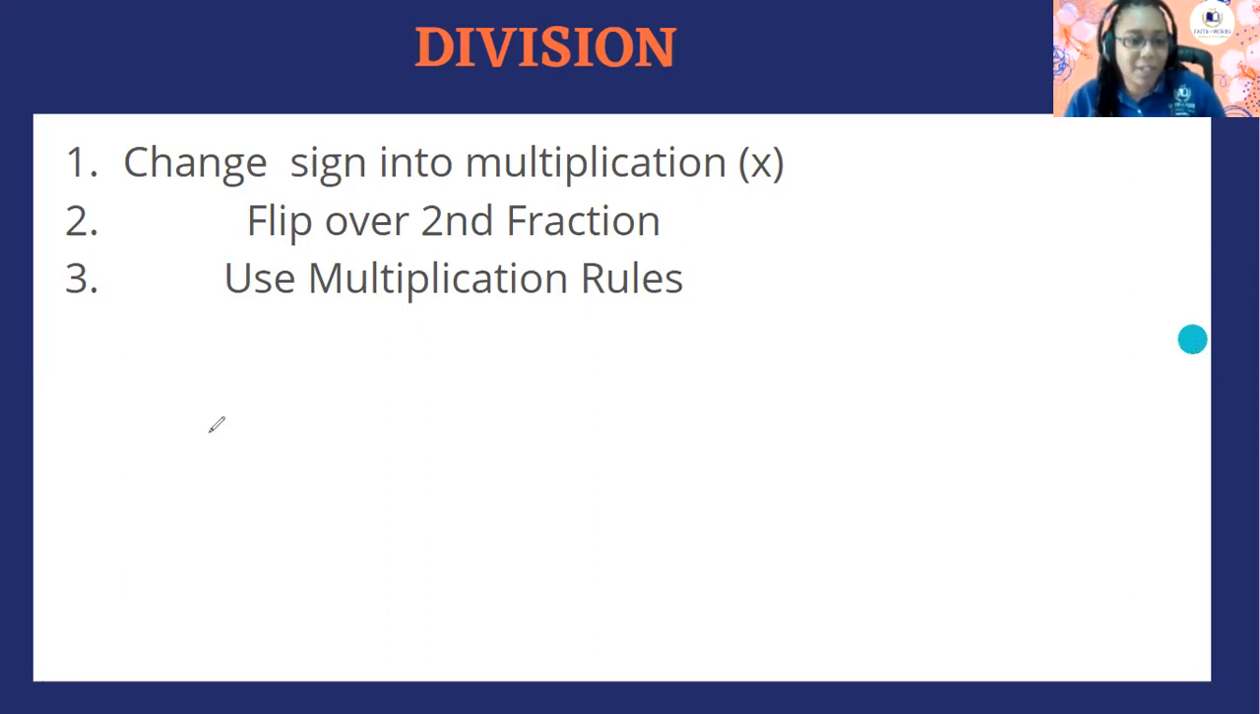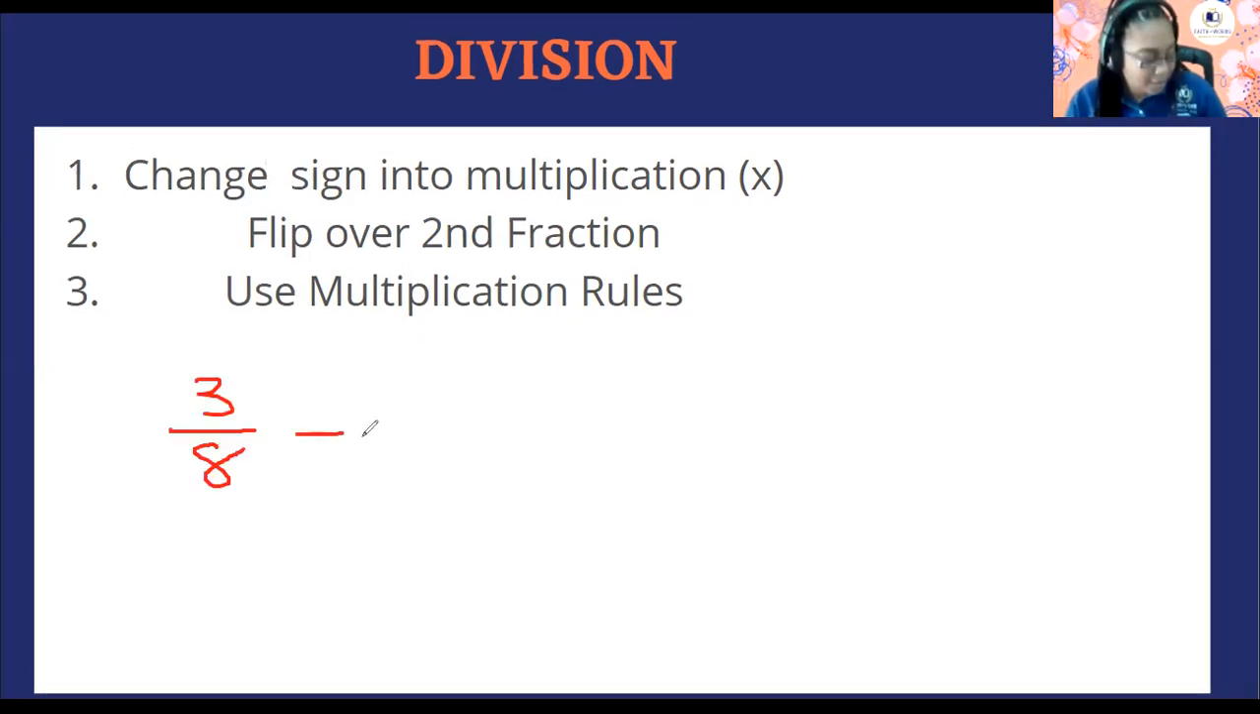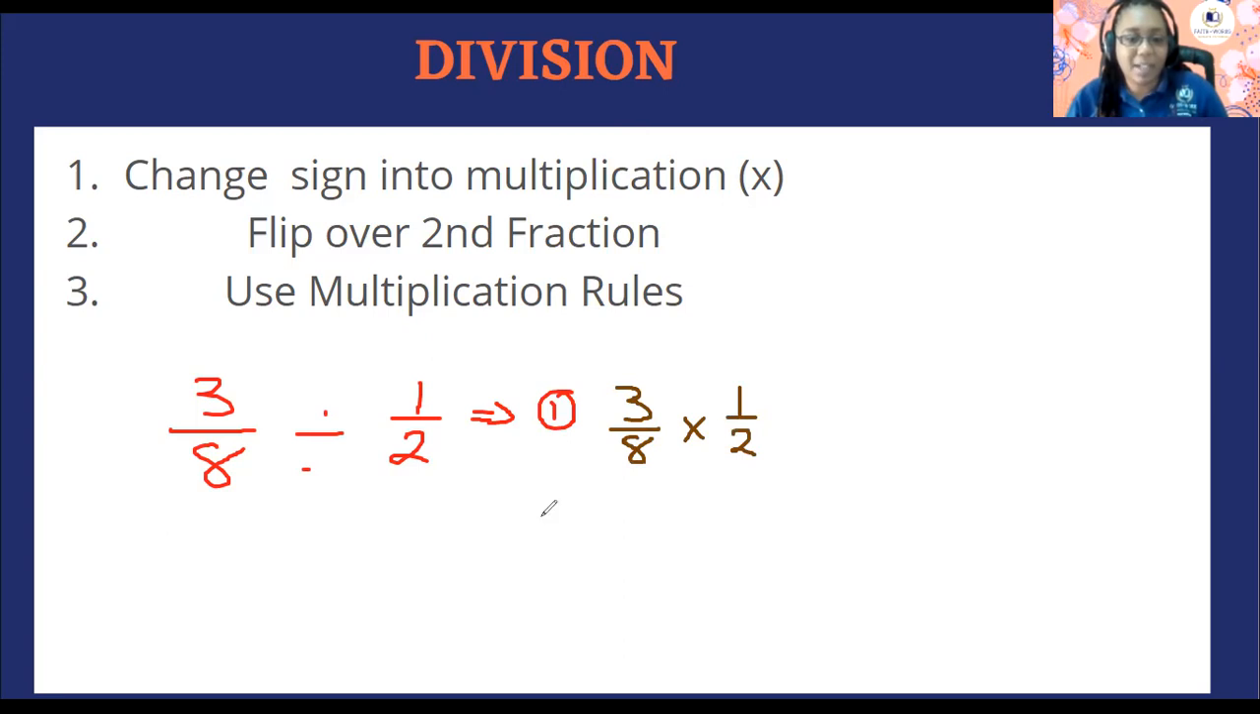So we have 3/8 divided by 1/2. All right, so let's follow the steps. First step, change the sign into a multiplication sign. So step one. So now our fraction looks like this: 3/8 multiplied by 1/2. Then we have to do the second step. Flip over the second fraction. So now it looks like 3/8 multiplied by 2/1. And then we reduce and simplify as normal.